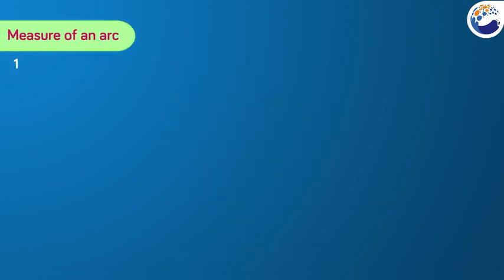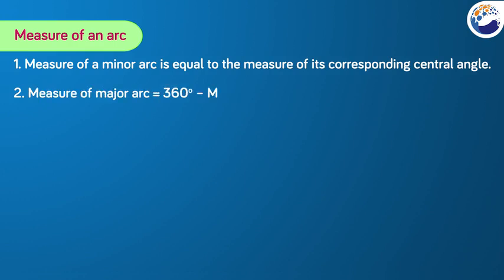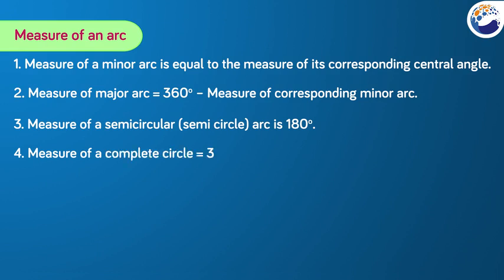Measure of an arc. 1. Measure of a minor arc is equal to the measure of its corresponding central angle. 2. Measure of a major arc is equal to 360 degrees minus the measure of the corresponding minor arc. 3. Measure of a semicircle arc is 180 degrees. 4. Measure of a complete circle is equal to 360 degrees.